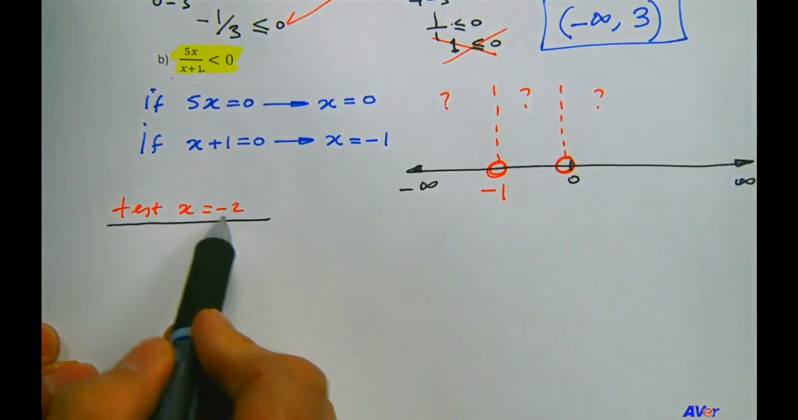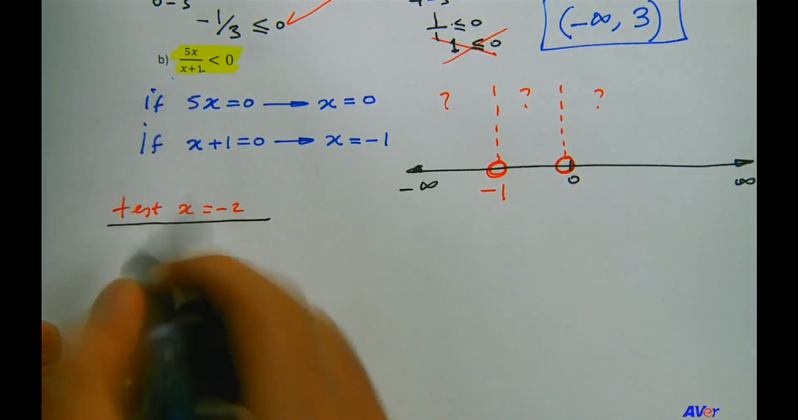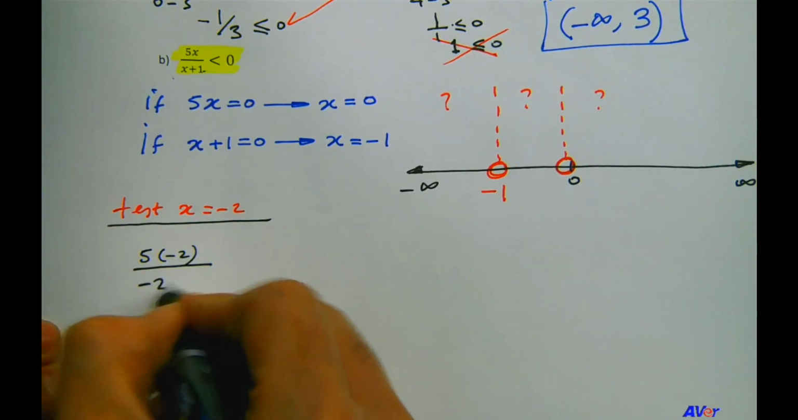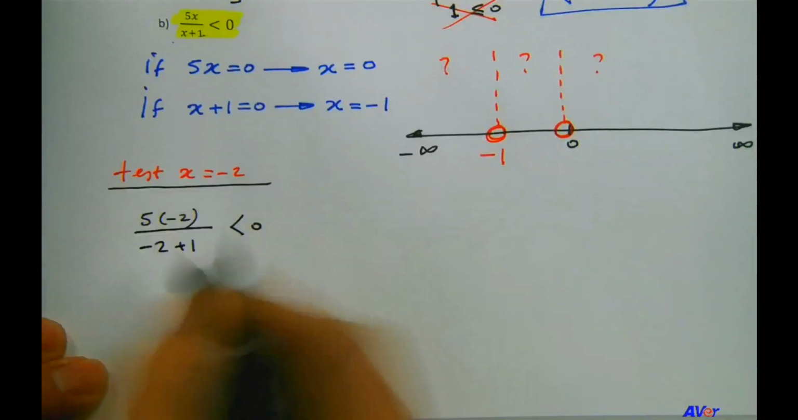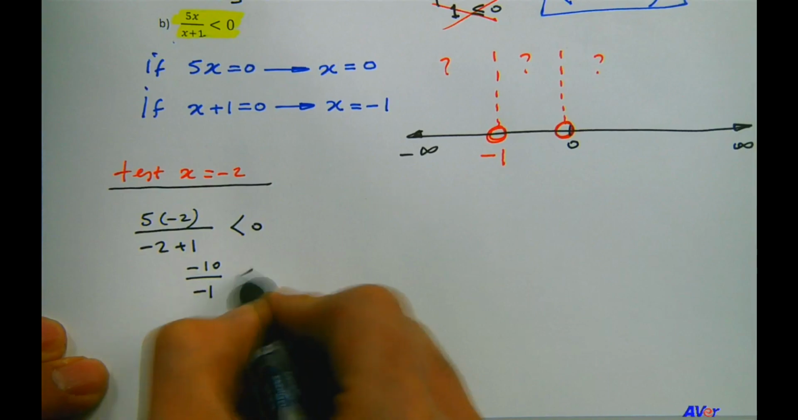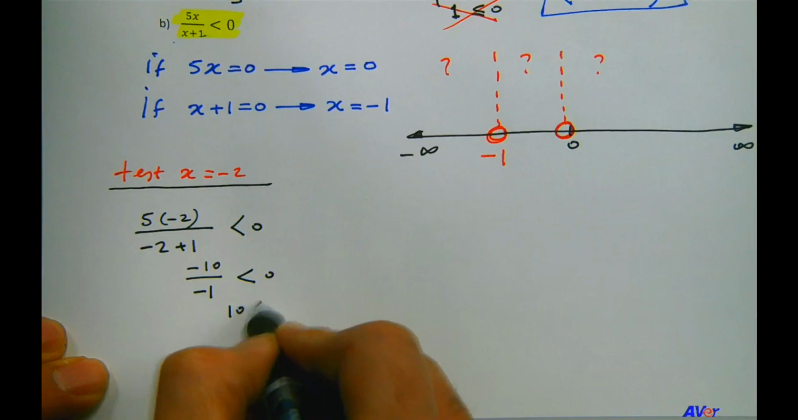Let's plug negative 2 into this original rational inequality. So we have 5 times negative 2 divided by negative 2 plus 1, less than 0. Let's do the algebra on this. We get negative 10 divided by negative 1, and then positive 10 less than 0.